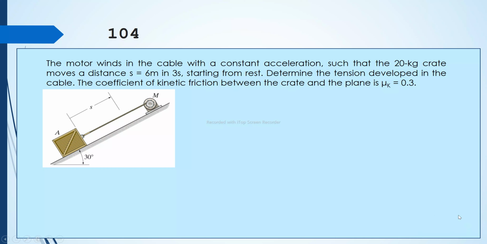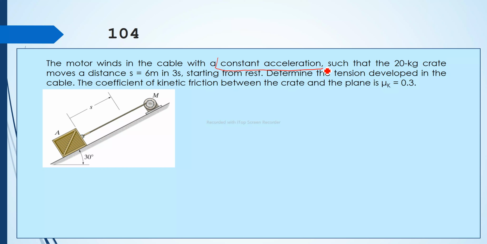Example number 4. Automatically from the graph or from the drawing shown, you can already notice that the surface is not horizontal, but rather inclined. So now, the problem is the motor winds in the cable with constant acceleration. From that one, you already have an idea that this one has a constant acceleration.